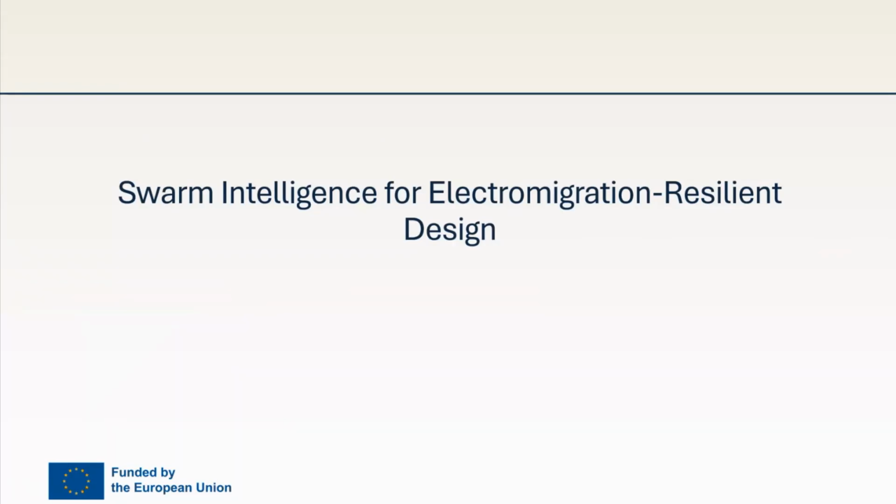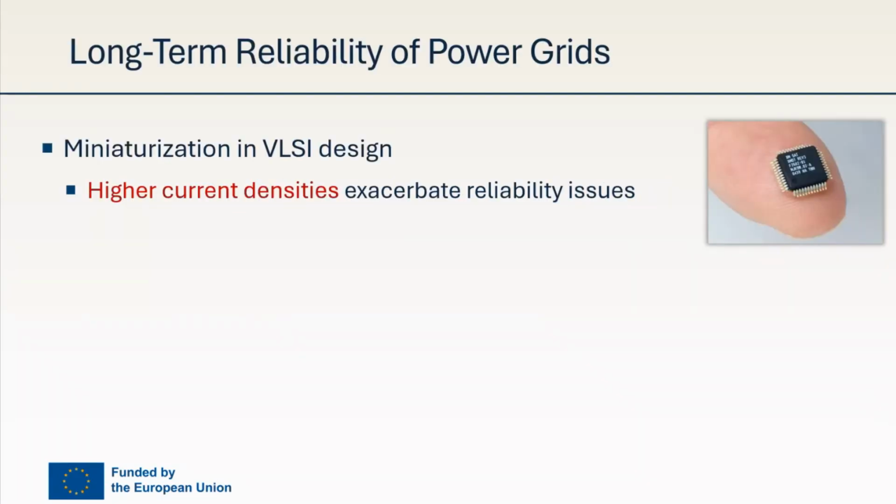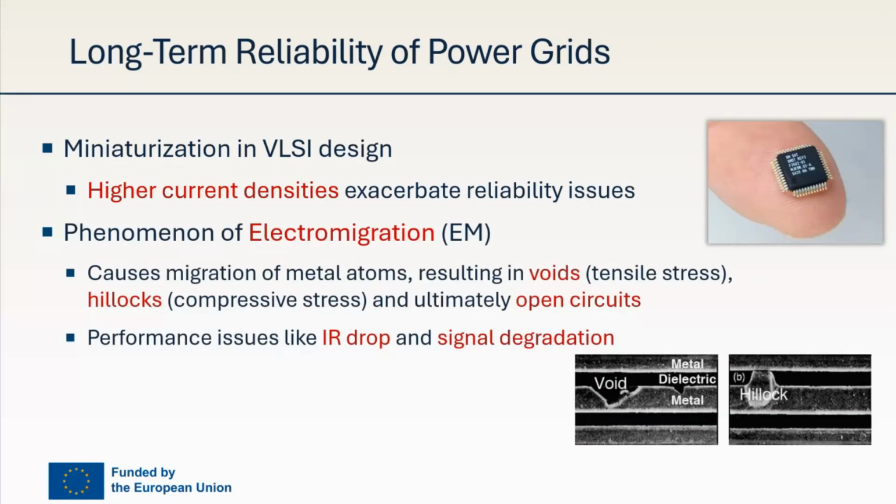Now, the next topic that we are going to talk about is a very interesting one, and is actually my specialty, and it's about making electromigration resilient design using computational intelligence algorithms. As technology advances, VLSI circuits are getting smaller, leading to higher current densities. While this allows for greater functionality in smaller spaces, it also introduces, of course, significant reliability challenges. One critical issue, apart from thermal analysis that we just mentioned, is the phenomenon of electromigration, or EM, as we say, where metal atoms migrate under high current densities.